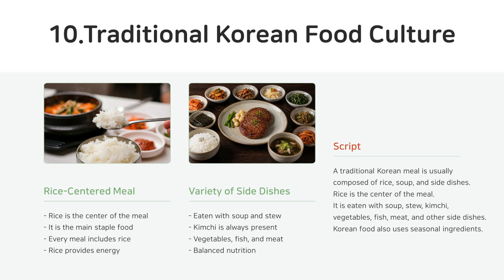I will introduce traditional Korean food culture. A traditional Korean meal is usually composed of rice, soup, and side dishes. Rice is the center of the meal. It is eaten with soup, stew, kimchi, vegetables, fish, meat, and other side dishes. Korean food also uses seasonal ingredients.